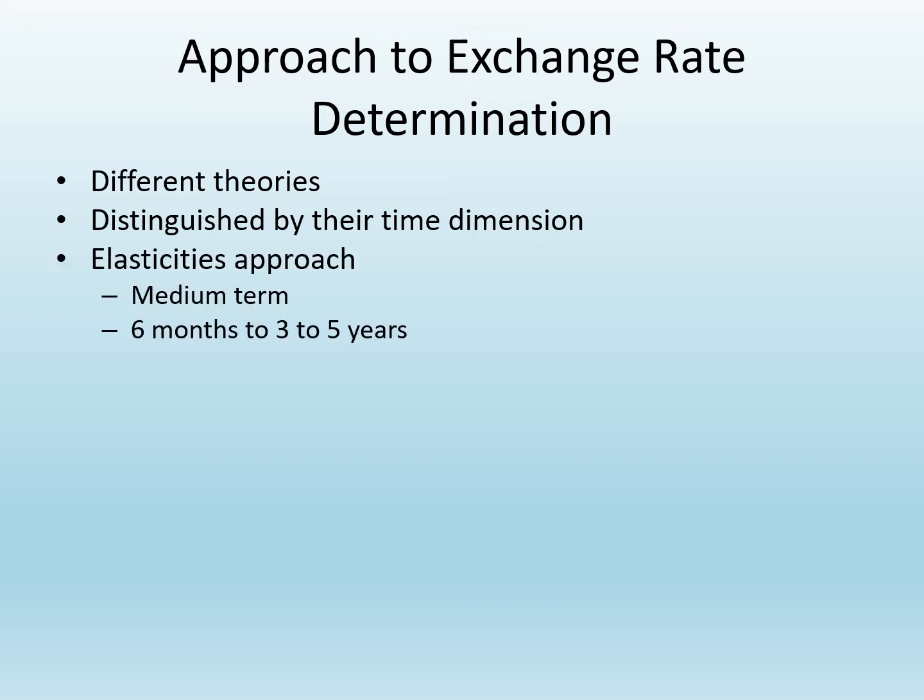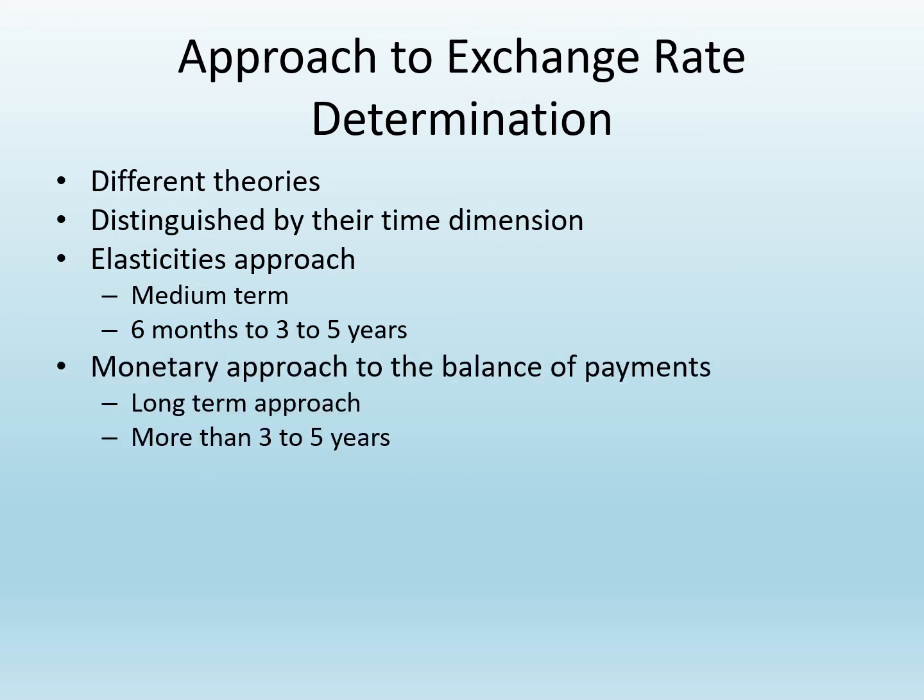The first of the approaches we're going to use is called the elasticities approach, and it attempts to explain exchange rate movements between, say, about 6 months and 3 to 5 years. The second approach we're going to have a look at is called the monetary approach to the balance of payments. It's a longer term approach, and it tries to explain exchange rate movements beyond 3 years, beyond 5 years.